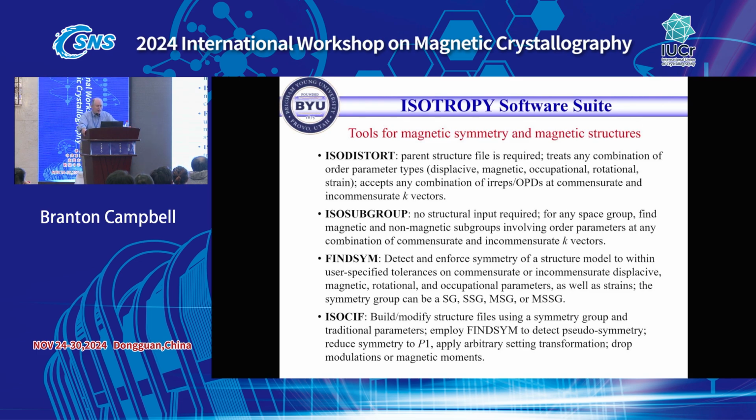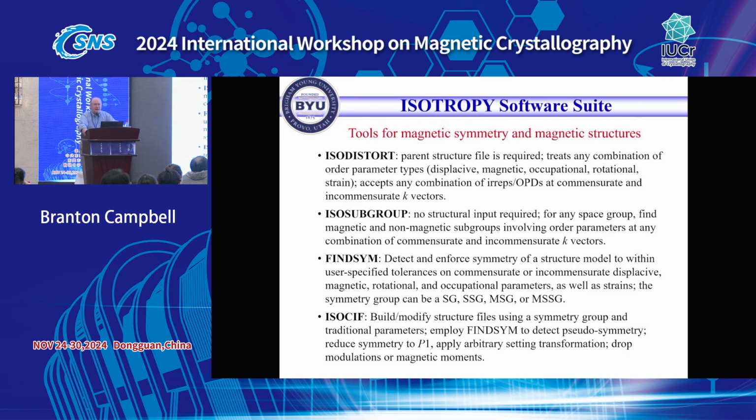We've made a lot of progress towards that goal. There might be a few little things that we're still working on, but mostly we have achieved that goal. But currently, the main limitation on the isotropy suite, or the ISODISTORT package, is that the parent has to be commensurate and non-magnetic, or not truly non-magnetic, paramagnetic, a gray group.